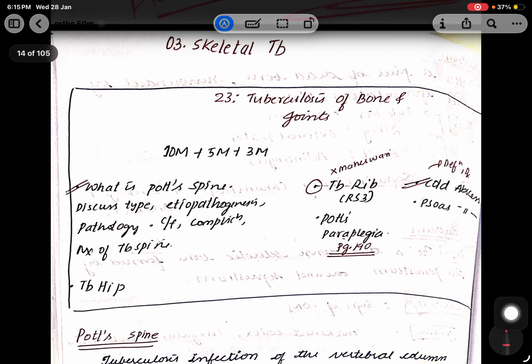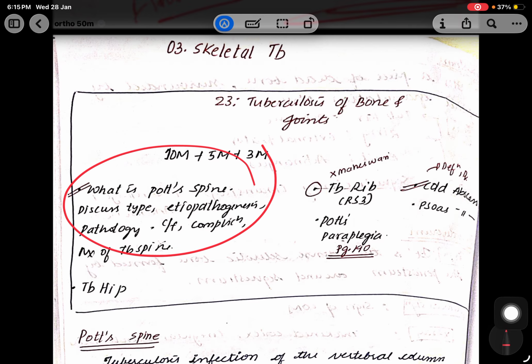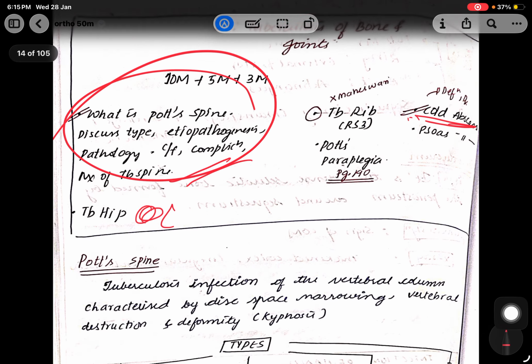Coming to the next part, skeletal TB. So the 10-mark question is this, then these are the 3 marks. But the one thing I can expect for 3 marks is only this. Make sure you study this rather than that. I think they have asked this only once.